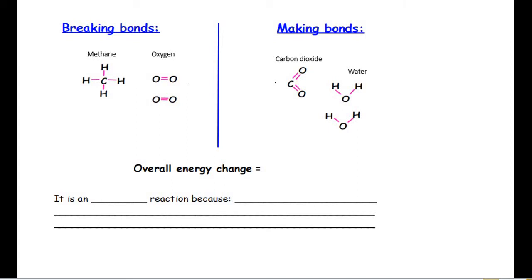Breaking bonds are those. Making bonds are those. Now I've drawn them in for you. The easiest thing in the exam, or whenever you're doing this, is to break your page in half. Breaking on one side, making on the other. And it'll say the overall energy change, we work that out, and then we can work out whether it's an endothermic reaction or an exothermic reaction.